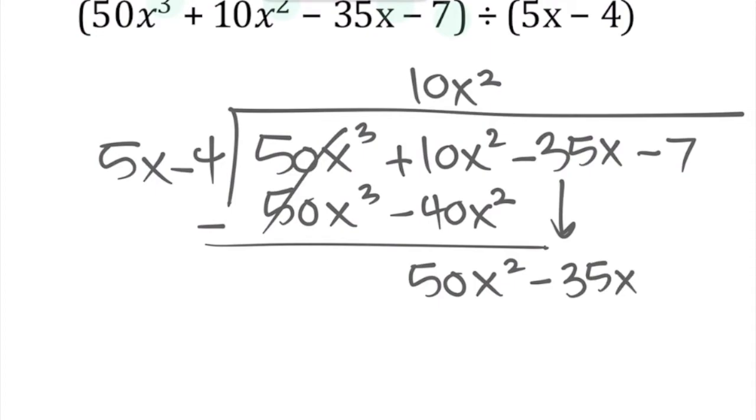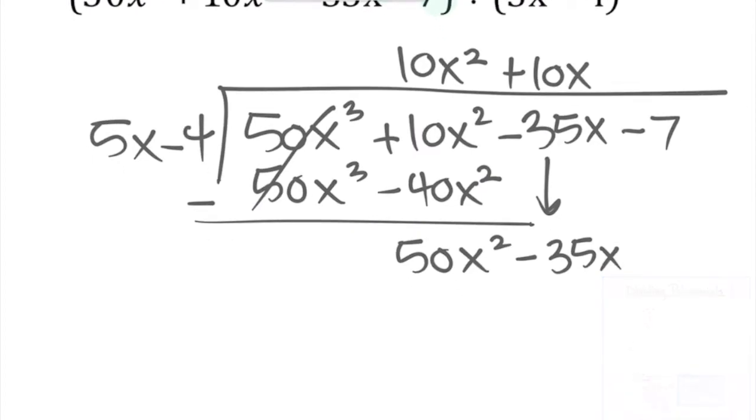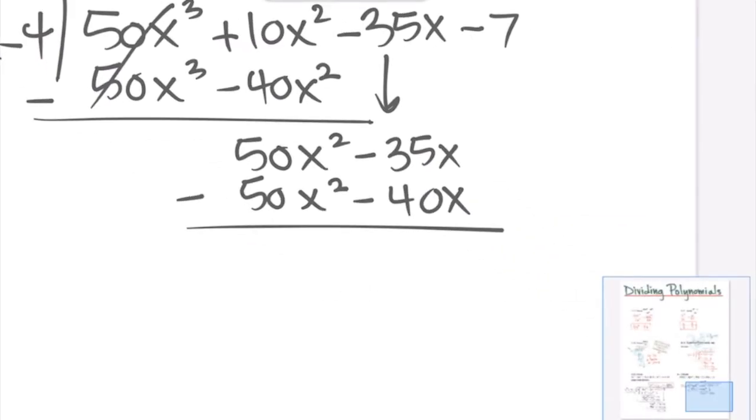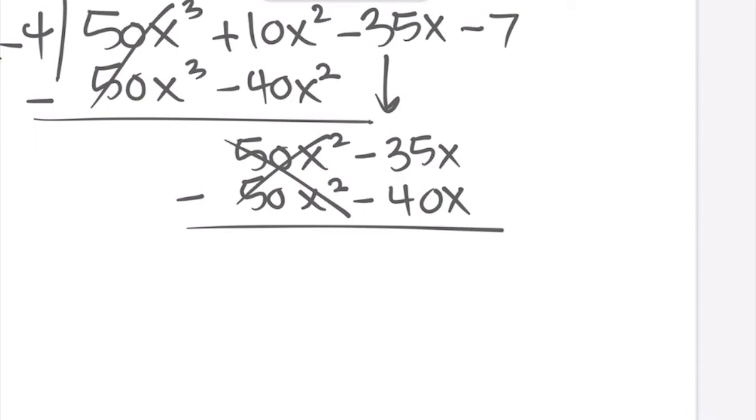Now, 5x times what gives you 50x squared? Hopefully, again, you're saying plus 10x. Now, 10x times the quantity 5x minus 4 is 50x squared minus 40x. And again, we subtract. 50x squared minus 50x squared is 0. Negative 35x minus a negative 40x gives us a 5x. And we drop our minus 7.